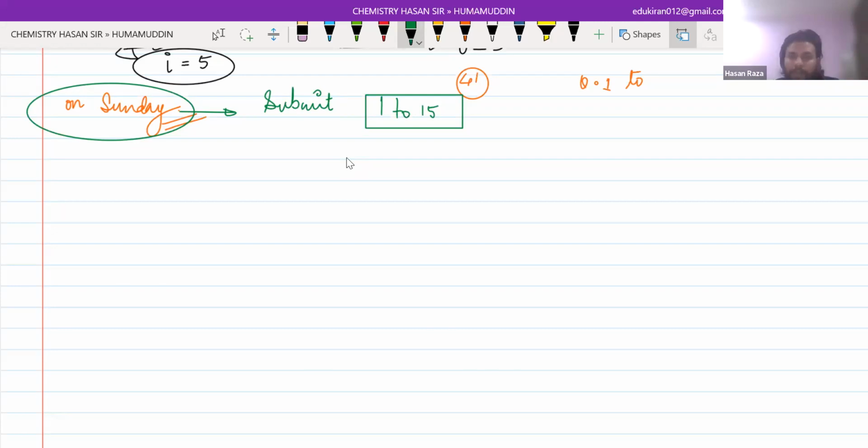Since the chapter is completed, you are going to solve 15 questions and never take help from the solution. Are you getting my point? If you get stuck on any question, just leave it, and on Sunday you are going to submit this in PDF form. You don't need to write the question. Just write the question number, like question number 1, and start the solution. I will look into it and check the solution.